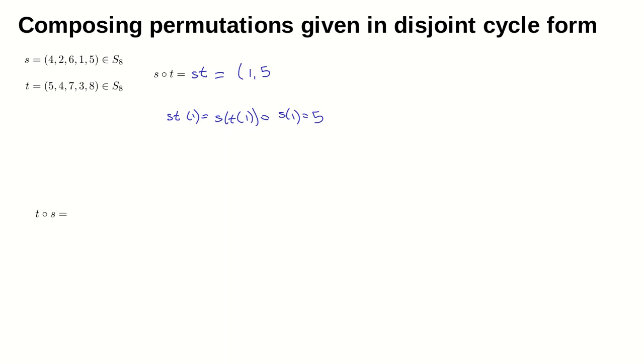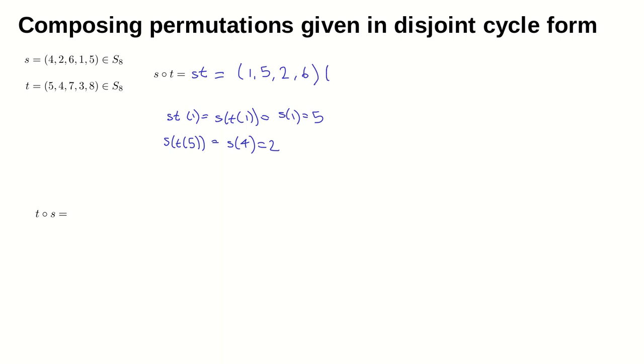Next, I need to know where S composed with T sends 5, so I need S of T of 5. This time 5 is in the cycle defining T, and T sends 5 to 4. So this is S of 4, and S of 4 is 2. So we go 1, 5, 2, and we can keep on doing this. S of T of 2 is S of 2, because 2 is not in the cycle defining T, so that's 6. On the other hand, T of 6 is 6, and S of 6 is 1. So we've closed the cycle: 6 went to 1, and that means we stop writing this cycle and start again.